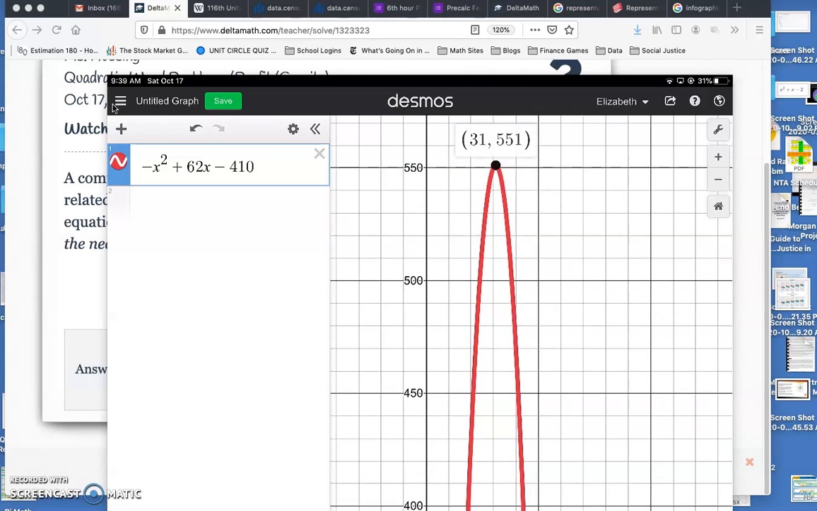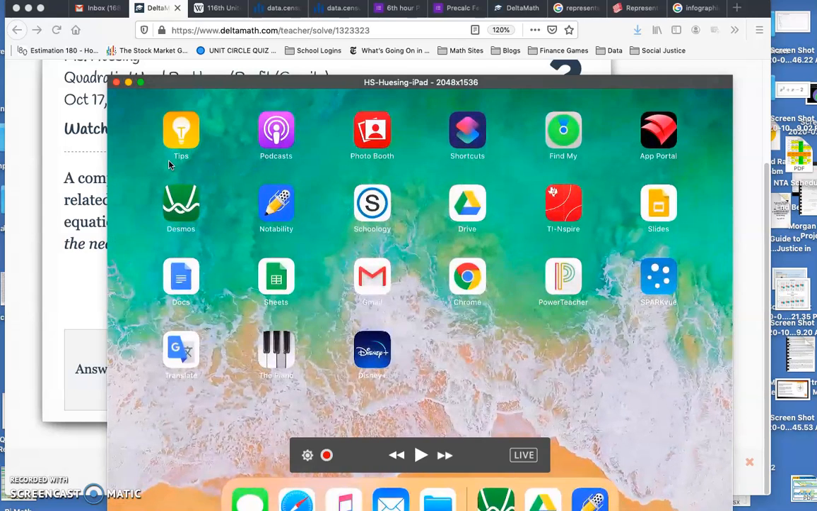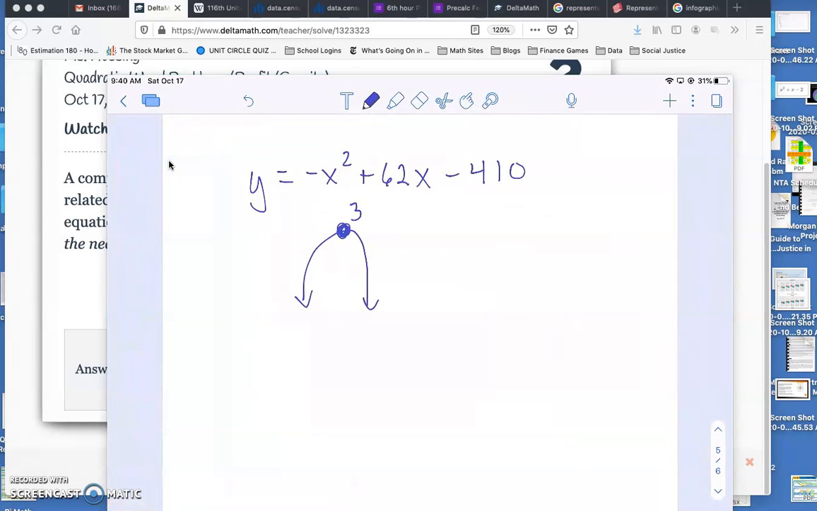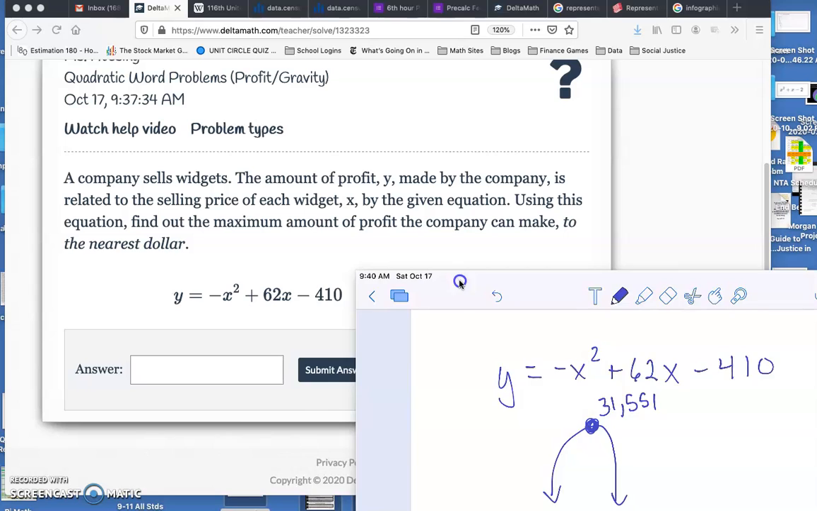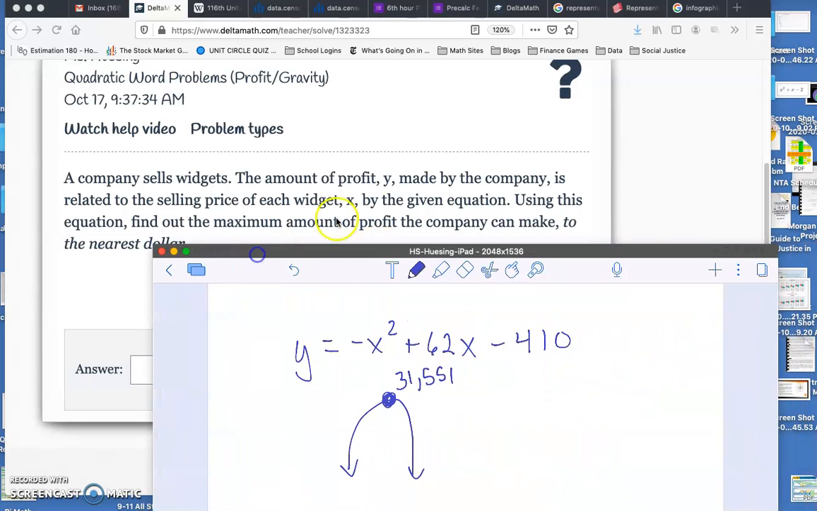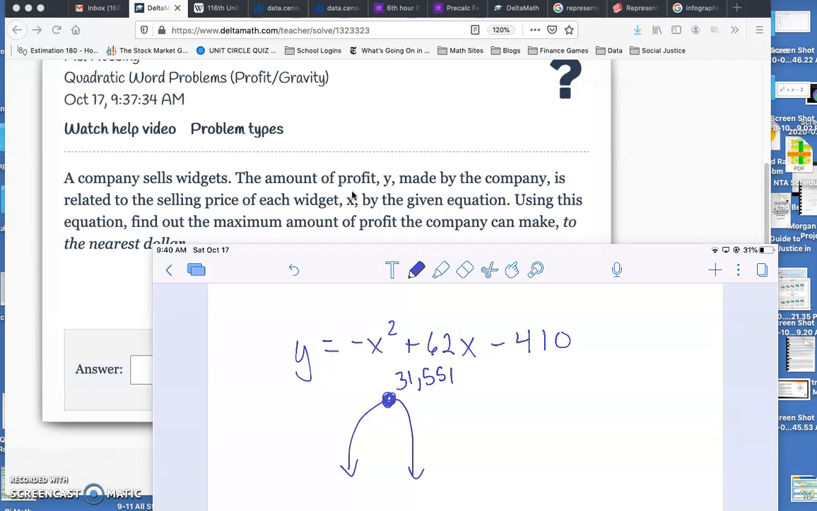And if you just click on it, it tells us our vertex is 31, 551. So we can go back here, 31, 551. Well, that's our top. So what does this mean? If we read this again, the profit Y, so Y equals profit, so our Y value would be a $551 profit, is related to the selling price of the widget. So X equals selling price, which would equal the $31.